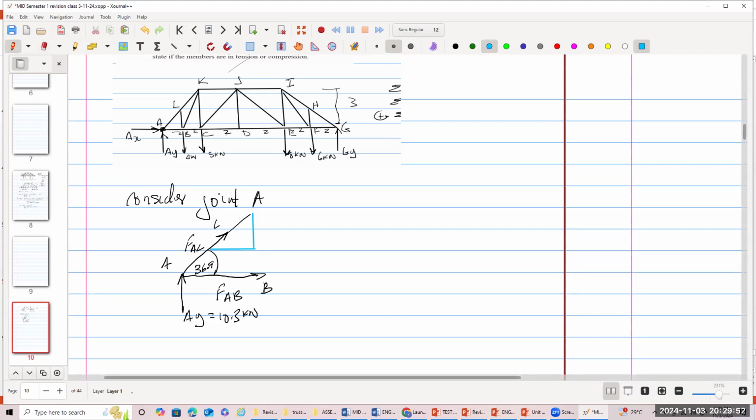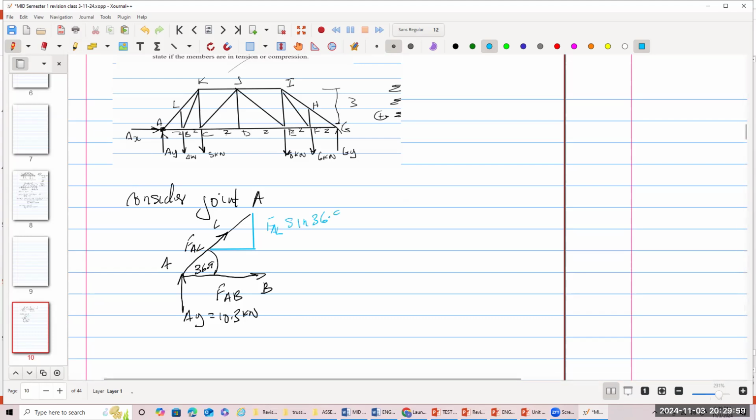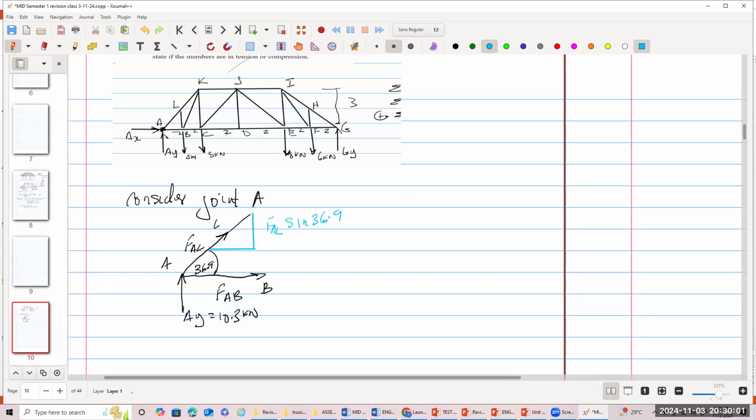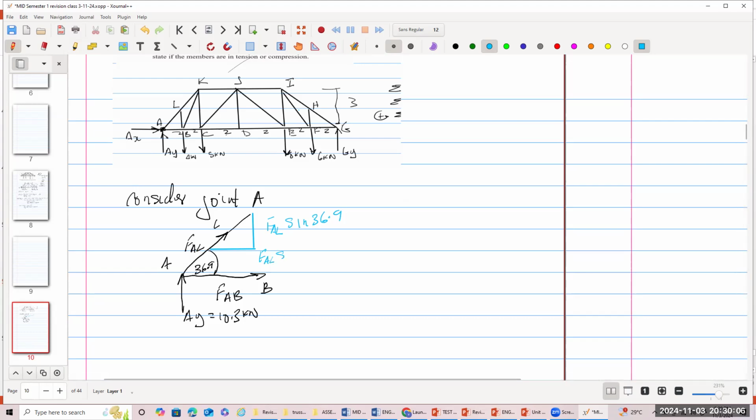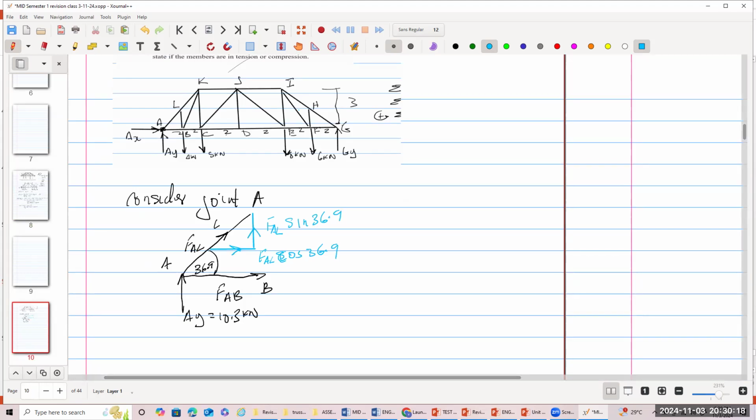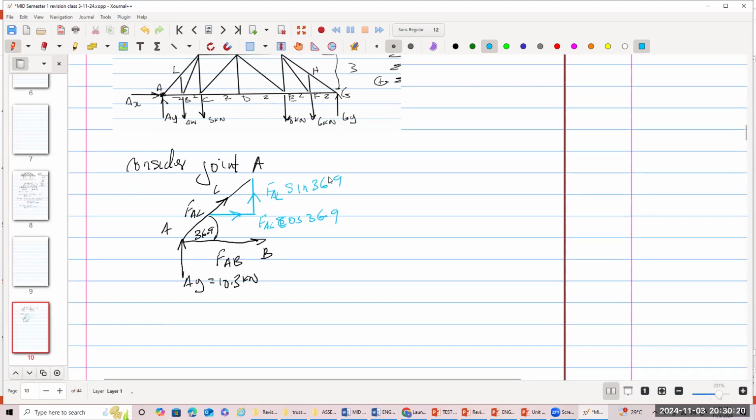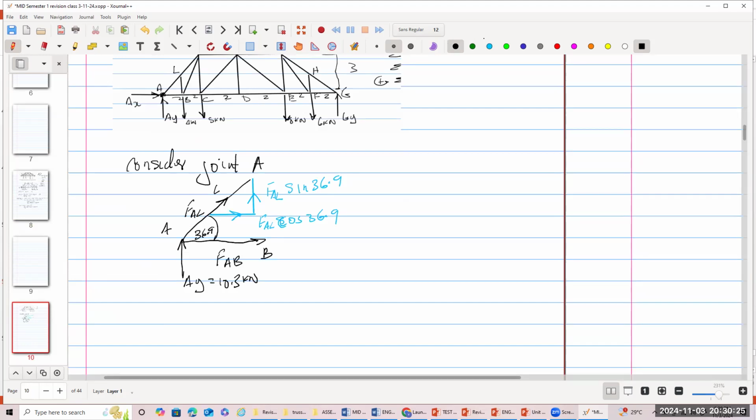So the component here is FAL sine 36.9, and for the cos, it is FAL cos 36.9. So one component is in the X, one component in the Y. So now we just use your equilibrium equations. Quick and easy, and you are good to go. So let's write them now.